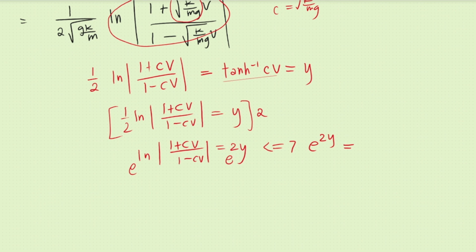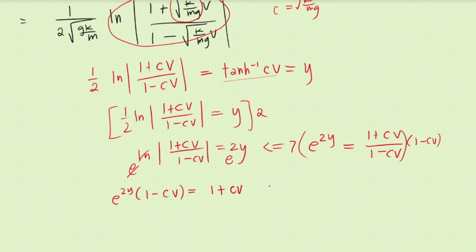So our e to the 2y, now we can write it as 1 plus cv over 1 minus cv, right? Because we can cancel these two out, and that's just a property of logarithm. So we multiply both sides of the equation by 1 minus cv, so that we'll have e to the 2y times 1 minus cv is equal to 1 plus cv.